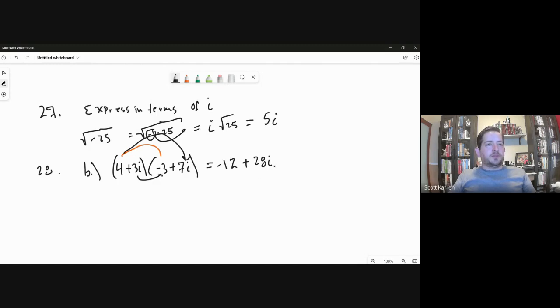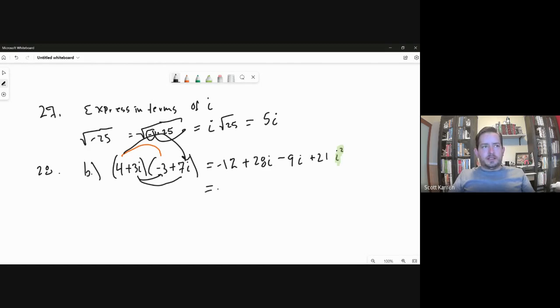3i times negative 3 is negative 9i. And then 3i times 7i, 3 times 7 is 21. And you have i times i, which is i squared. And it's this i squared that we want to see simplified, right? If you have i squared or i cubed or i to the fourth, it needs to be turned down to being in terms of i. But i squared is negative 1.